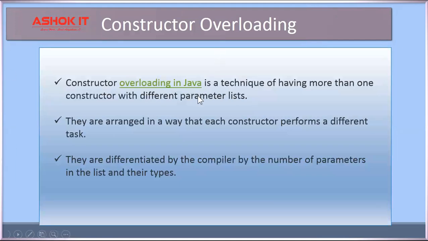So in the class, if we have multiple constructors with different parameters, then it is called constructor overloading. They are arranged in a way that each constructor performs different tasks, and they are differentiated by the compiler by the number of parameters in the list and their types. So the compiler will invoke the parameterized constructor by matching the number of parameters they contain.